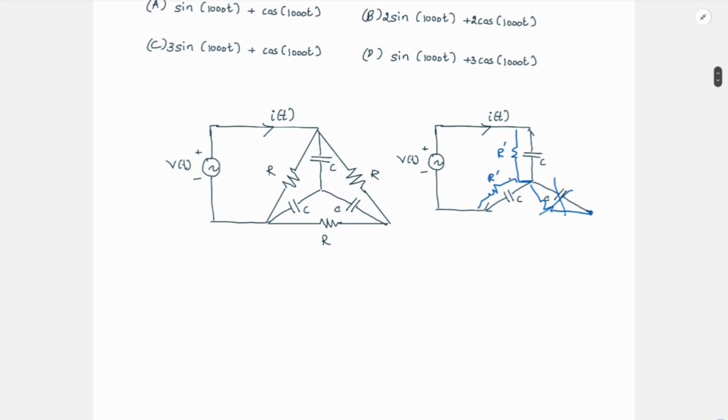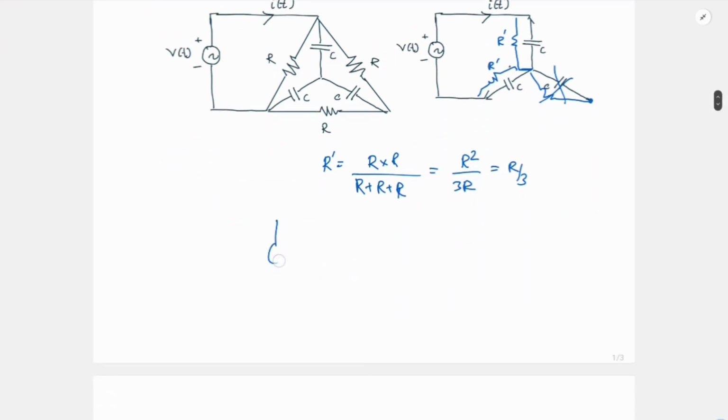To go from delta to Y, you have to take the product of the adjacent ones, so R into R, and then divide by the sum of all the resistances, so R plus R plus R. Since here your R's are the same, all the R primes will also be the same. So here it is R squared by 3R, which is equal to R by 3.